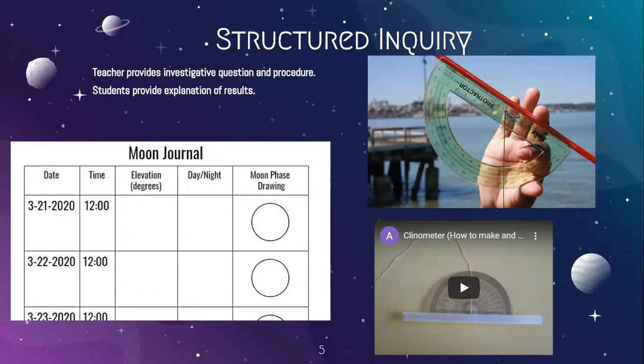Notice in the data table that I've added elevation. In real life, students can do this with a clinometer, which measures the elevation above the horizon where the moon is located. It's just a straw adhered to a protractor, with a string that dangles from the protractor with something heavy on the bottom for weight. You change the angle of the protractor by looking through the opening and lining up the moon.